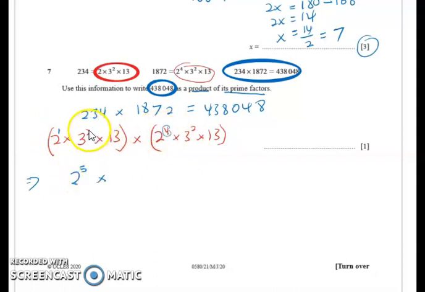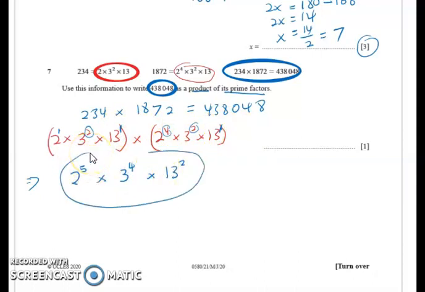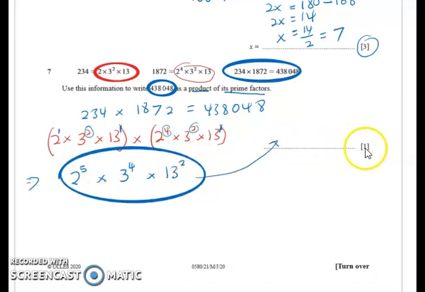Now look at 3. 3 is 2 here and 2 here, so 2 plus 2, we are getting 4. We write 4 here. 13 is 1 and 1 here, so 1 plus 1, we are getting 2. So we just have to write this in the answer box here, and we get 1 mark. Okay, so that's how to answer question number 7.